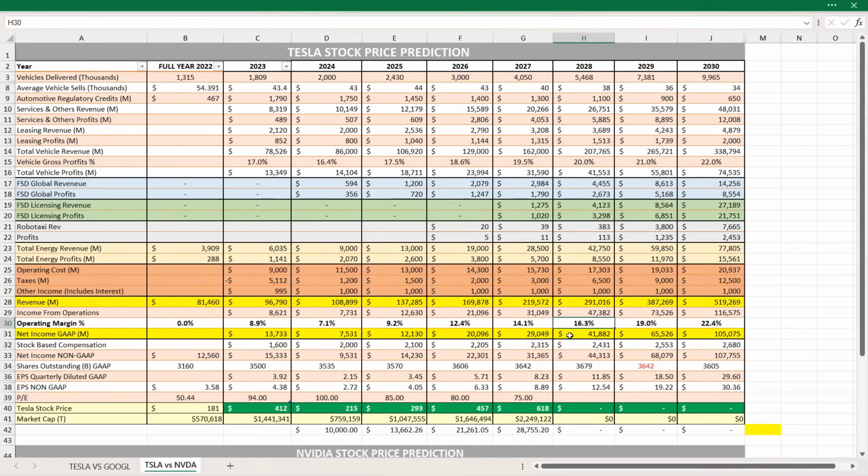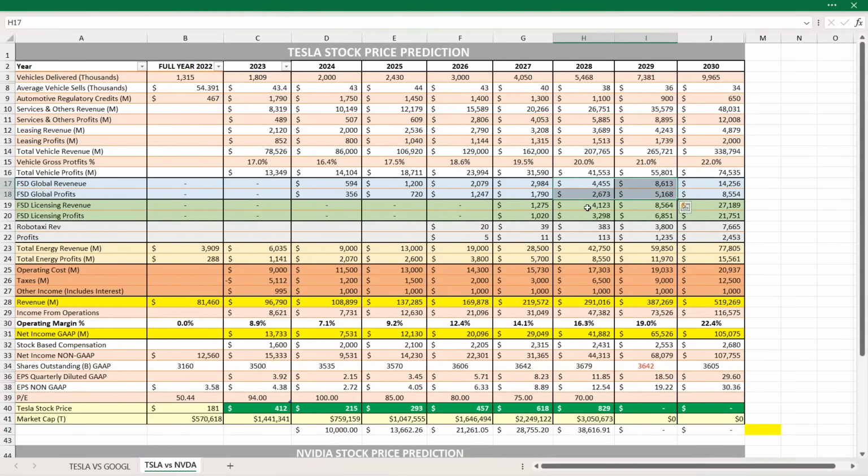With an operating margin of 16.3%, revenue almost reaching 300 billion, and net income GAAP almost 32 billion, I've got to give it a 70 PE because things are still doubling. This would give it a stock price of 829 and a market cap over 3 trillion. Your 10,000 investment has turned to almost $39,000. Insane.